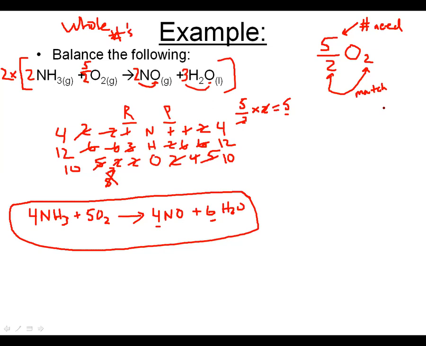A lot of times this will occur when you have, like we do in this problem, oxygen, for example, in 2 different places, but only O2 is the natural form of oxygen on the left-hand side there.